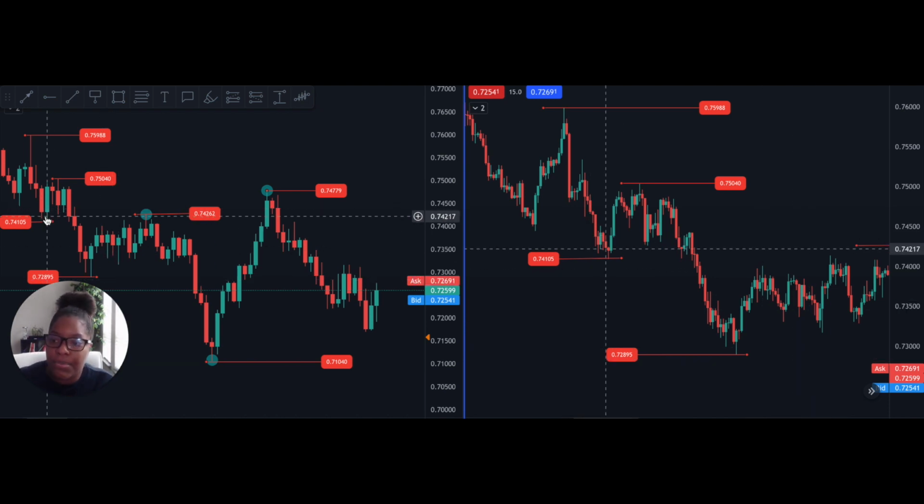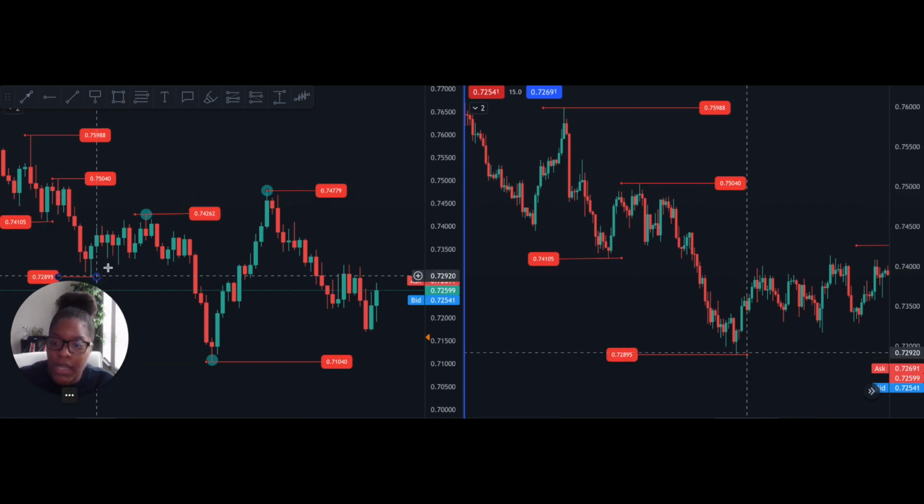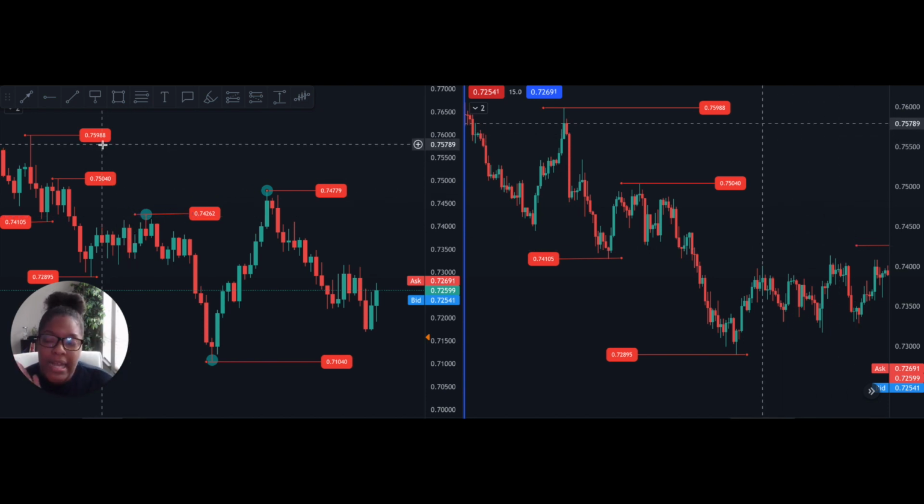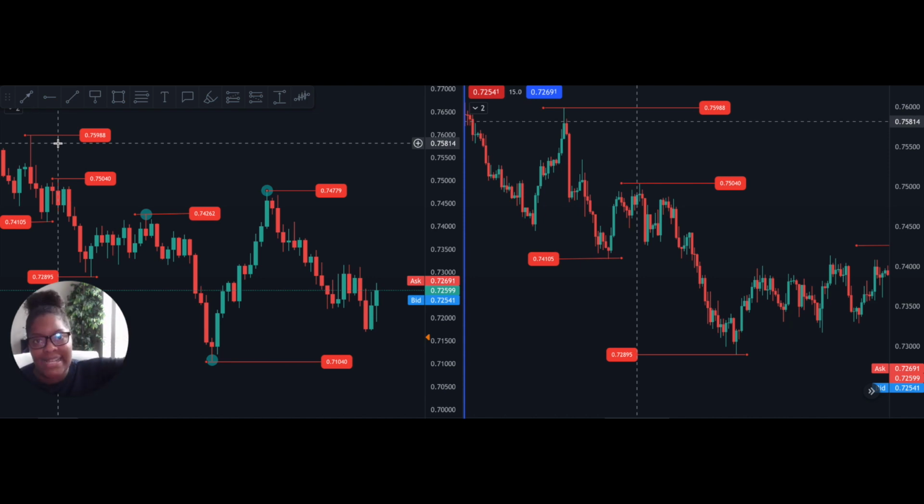And then every time price pulls back against the trend, it's a pullback. But notice how at the high numbers, every time price pulls back, it's not going past the last highest number. This is how you know that price is trending.